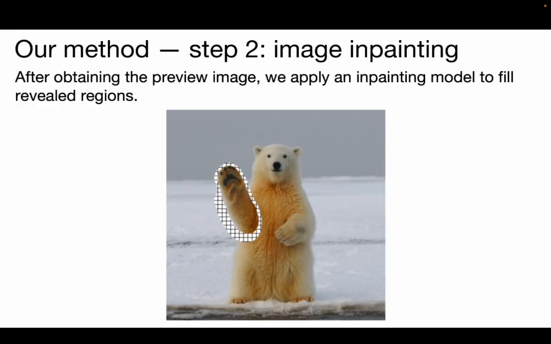The second and final step in our pipeline is to apply an inpainting model to generate content for areas revealed during deformation. For implementation, we use Stable Diffusion version 1.5 Inpainting. We've incorporated several efficiency optimizations including Tiny Autoencoder, LCM LoRA for reduced sampling steps, and prompt embedding caching to ensure responsive real-time performance during editing sessions.